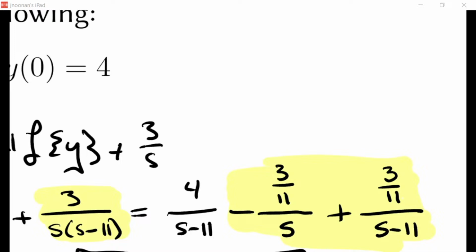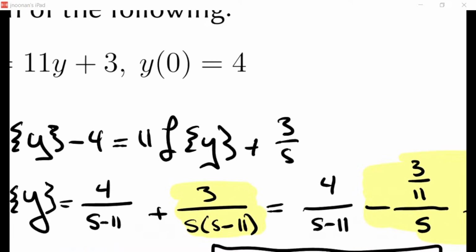And then when you add this to the 4, I got 47. Am I wrong about that? I combined all three of those on the other side. Over here, yeah, I did. So it's 4s plus 3. I didn't bother with that because I figured the 4 over s minus 11 is already clean. So in this case, yeah.